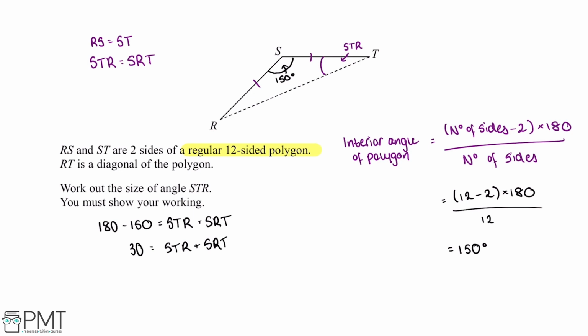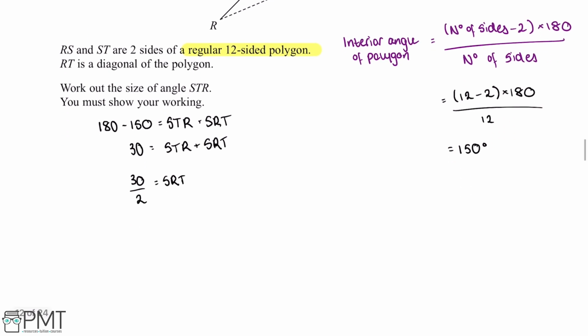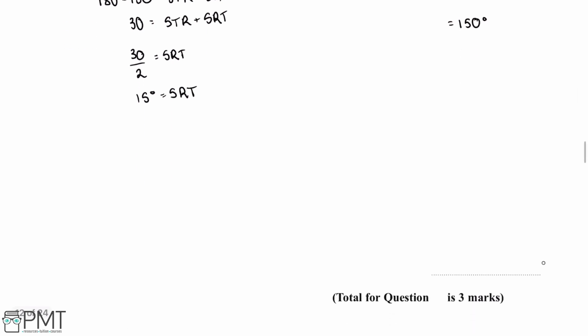Now because angle STR and SRT are equal, this means that angle STR will be equal to 30 divided by 2, which gives us an answer of 15 degrees. And this is our final answer.